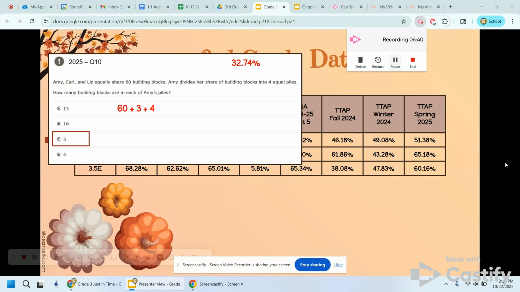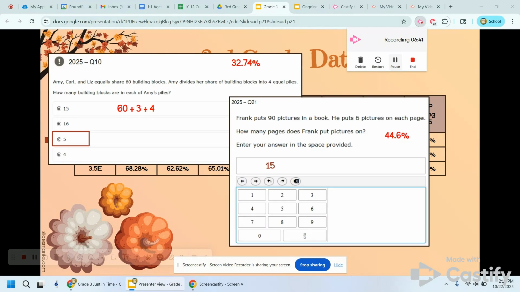The other 3.4-K problem this year was this one. 44.6% of students got this correct, so it was a little bit better. Frank puts 90 pictures in a book. He puts 6 pictures on each page. How many pages does Frank put the pictures on? Enter your answer in the space provided.